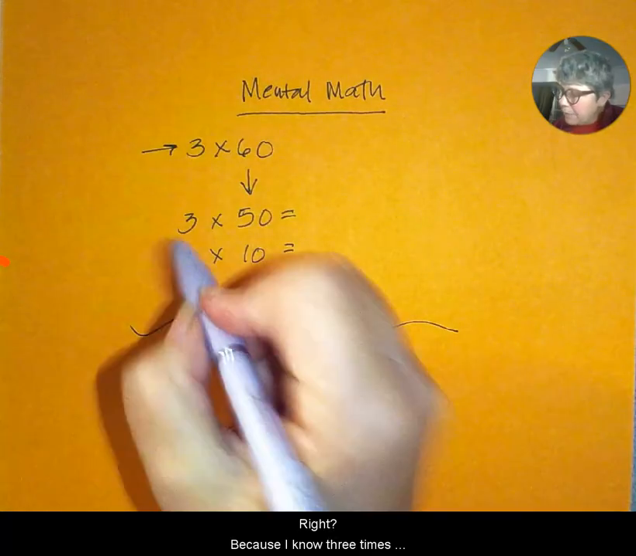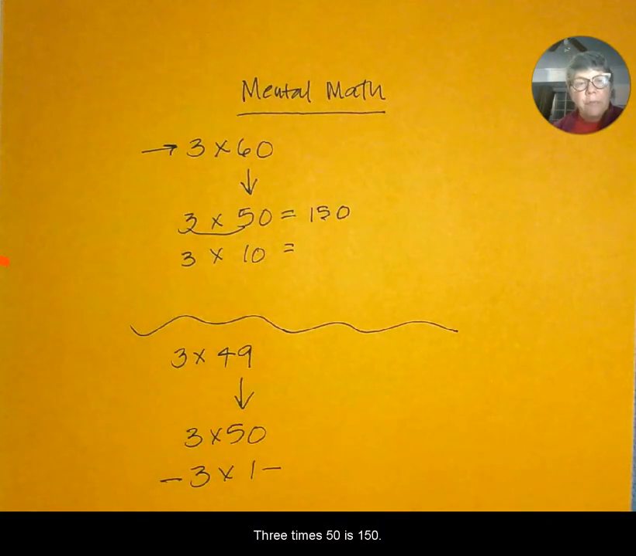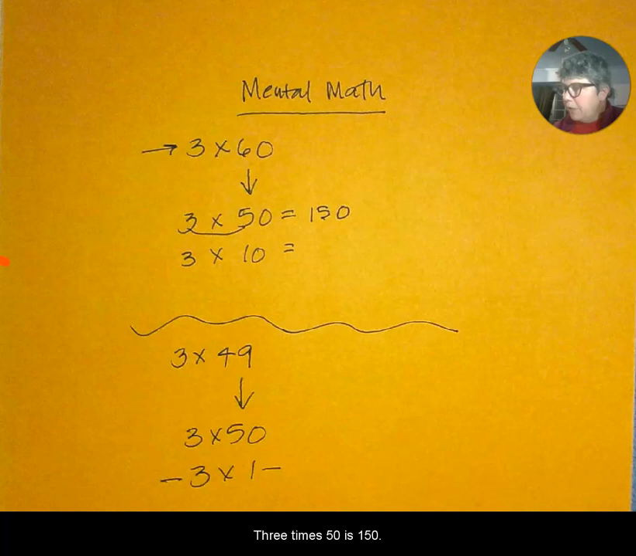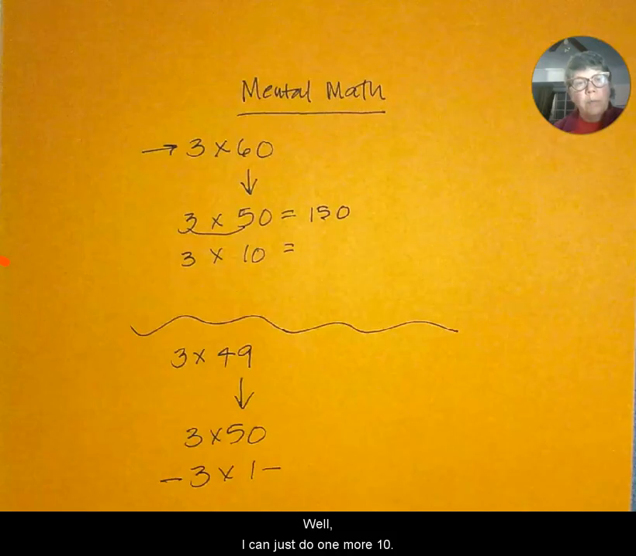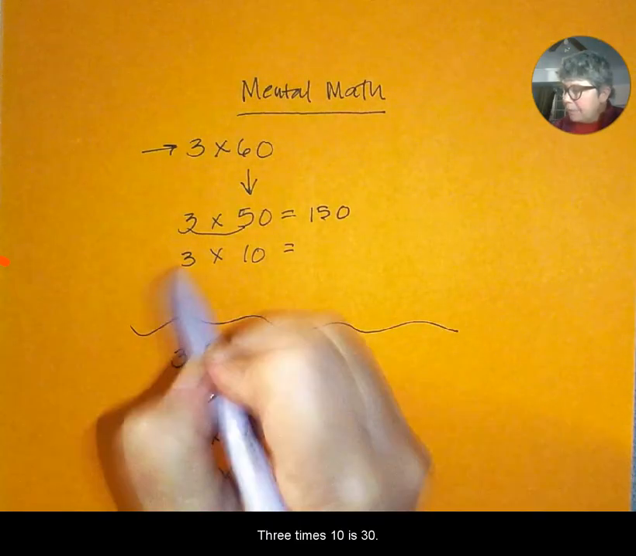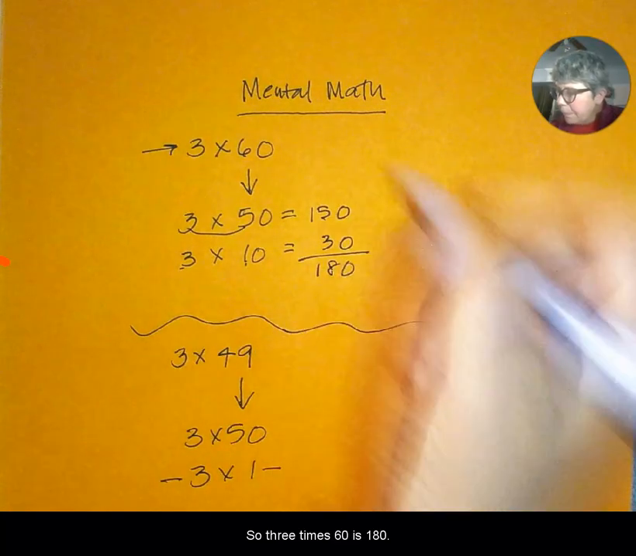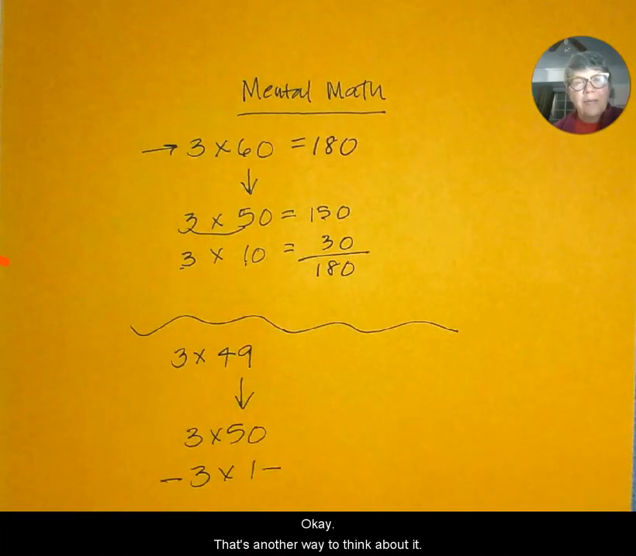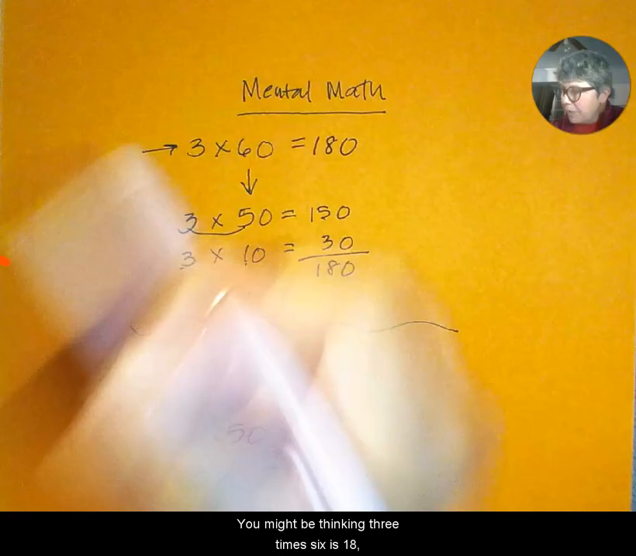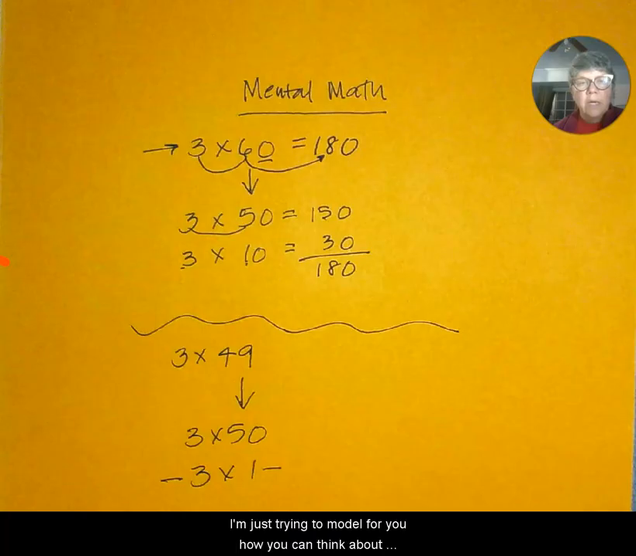Because I know 3 times 5 is 15, and that's 150, right? 3 times 50 is 150. But my problem is 3 times 60. Well, I can just do one more 10. 3 times 10 is 30. So 3 times 60 is 180. Okay? That's another way to think about it. You might be thinking 3 times 6 is 18, and then bring my 0 over. That works too. I'm just trying to model for you how you can think about the numbers.